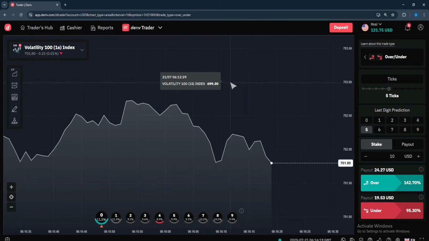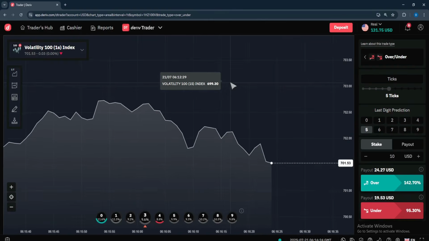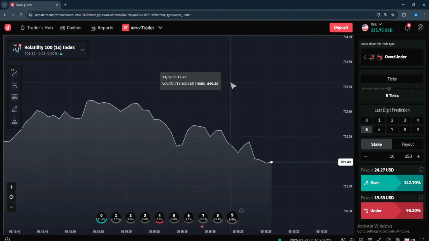So traders, for anyone who is listening, and you know you don't have enough money to start with a $100 account, don't be in a rush.